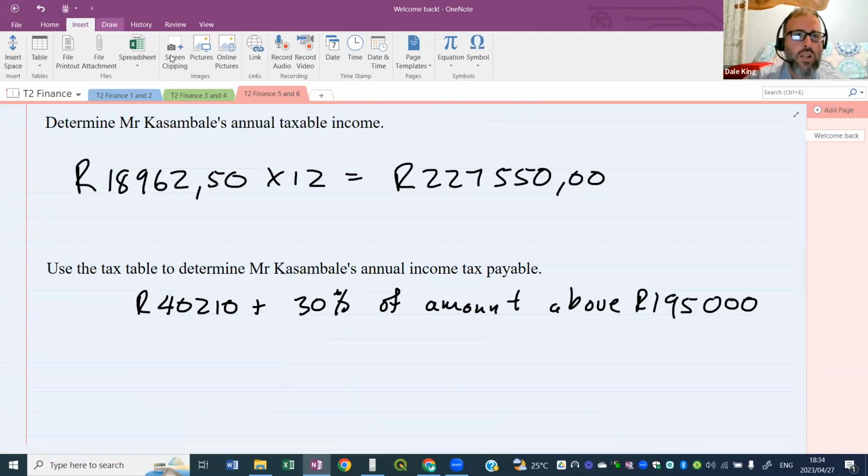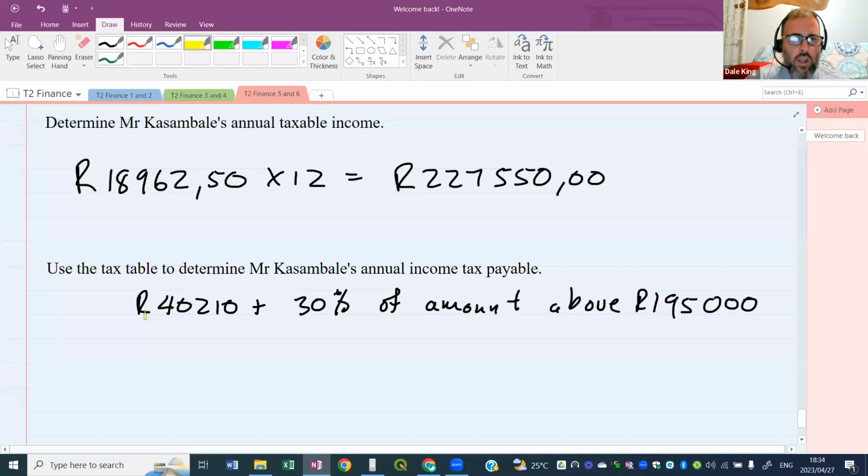So this person has to pay, number one, 40,210 Rand. That's a given. They have to pay that no matter what. That's a tax amount they have to pay. But there's also an additional value they have to pay, which is this one here. They pay 40,210 plus 30% of a value. Now, what is that value?